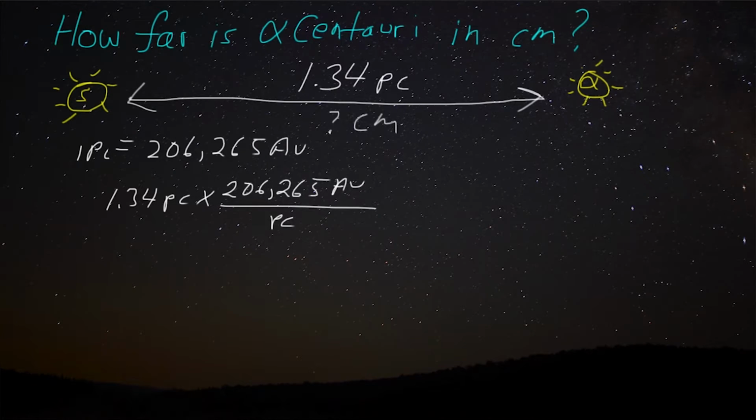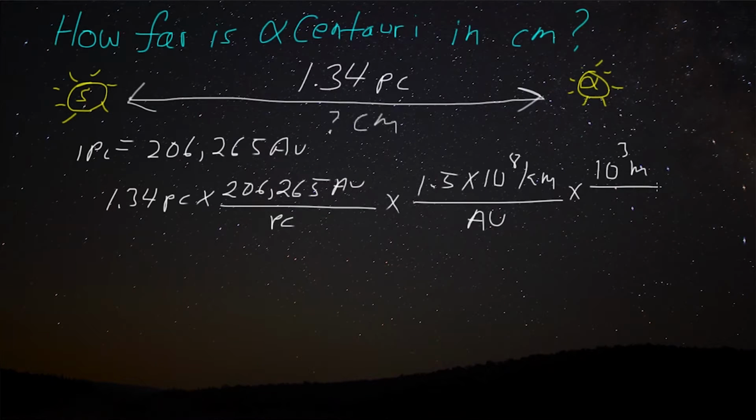All right, I don't know how many centimeters are in an astronomical unit, but we also learned there are 1.5 times 10 to the 8th kilometers in an AU. And if I don't remember how many centimeters there are in a kilometer, not a problem, because I remember that there are 1,000 meters, or 10 to the 3rd meters, in a kilometer. And there are 100, or 10 to the 2nd, centimeters per meter.